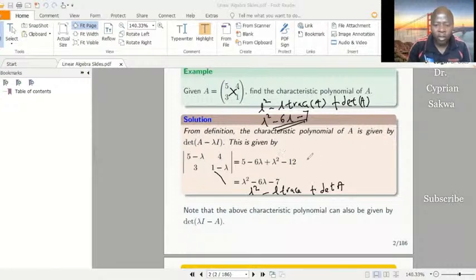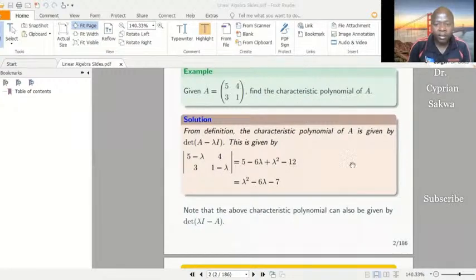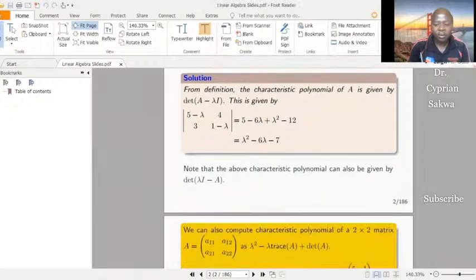For a 2 by 2 matrix, I've said it to be lambda square minus lambda times the trace of A plus the determinant of A. Now, that means that I'll be using these formulas interchangeably. I can use this, or I can use the other one that I've already explained. So whichever one that I use, you should be able to follow.